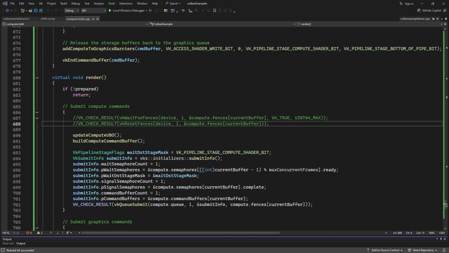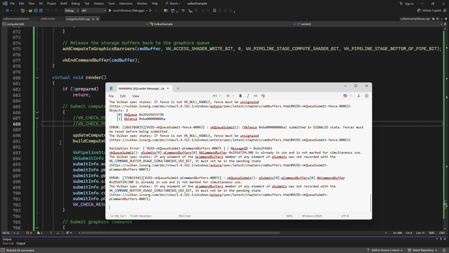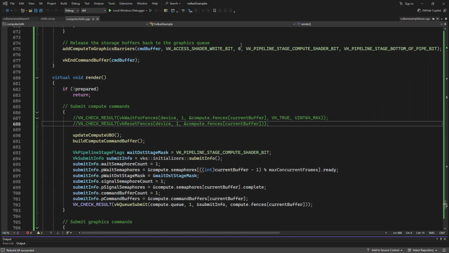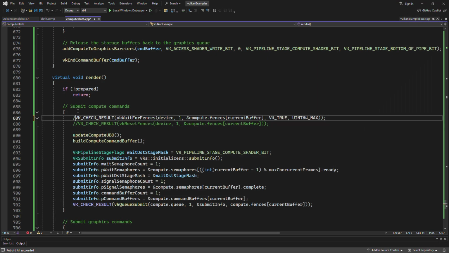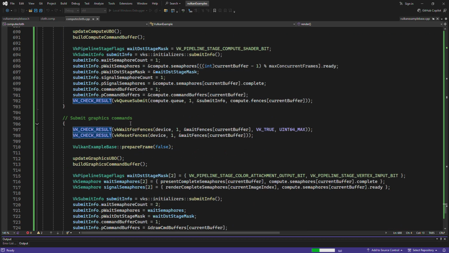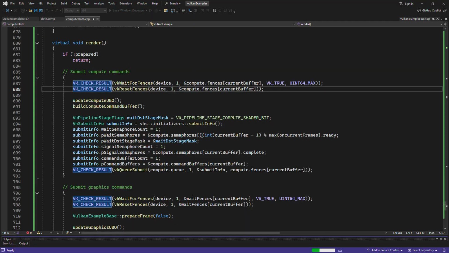And the picture that we get is this guy right here. Yeah, fences must be in an unsignaled state, blah blah blah, must be reset before. So we get an error, right? So we need to actually use fences. So we're going to rebuild one more time to make sure that we're back in a regular state and that we're back to baseline and that we're good.